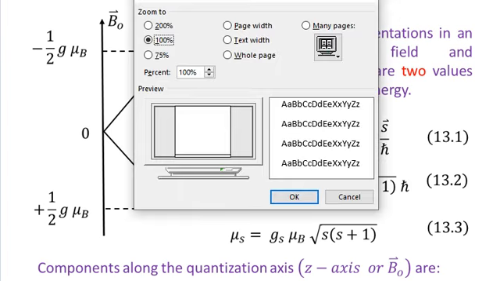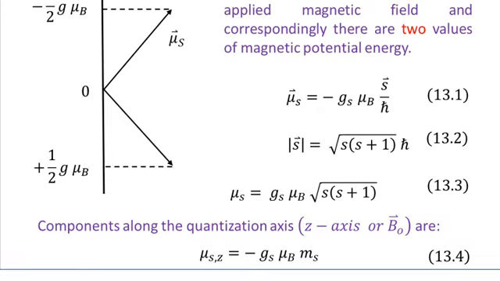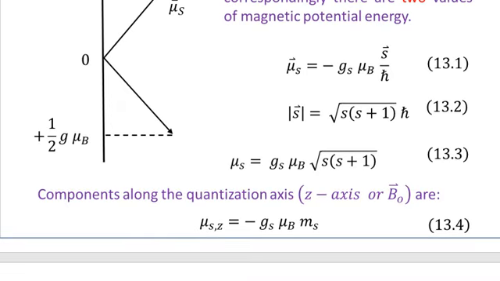So from equation number 1 to equation number 4, I have explained the spin magnetic moment mu s. I have explained the magnitude of the spin angular momentum s in equation number 2, and I have given you the magnitude of the spin magnetic moment in equation number 3, and in equation number 4 I have given you the z component of the spin magnetic moment when the atom was subjected to the applied magnetic field B naught.